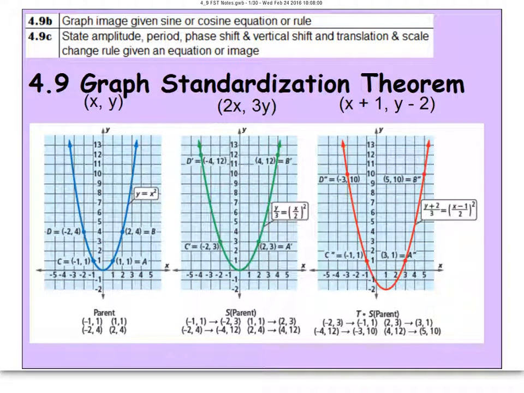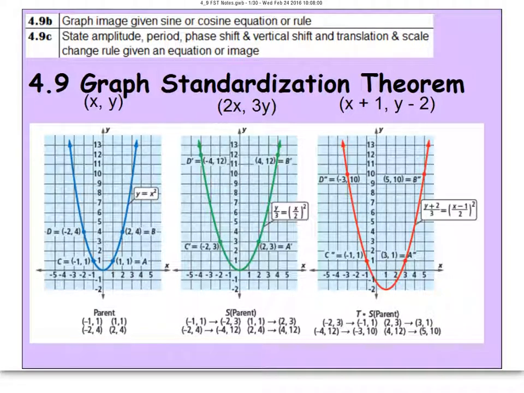In this video, we're going to cover learning objectives B and C. So we're going to graph sine and cosine functions given the equation or the scale and translation rules, and we're going to state all the key components about them: the amplitude, period, phase shift, and vertical shift.